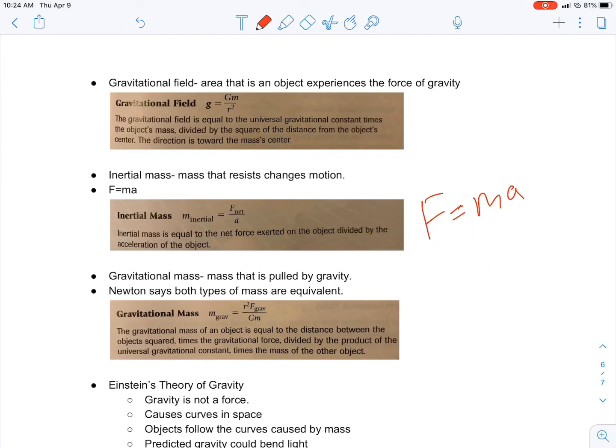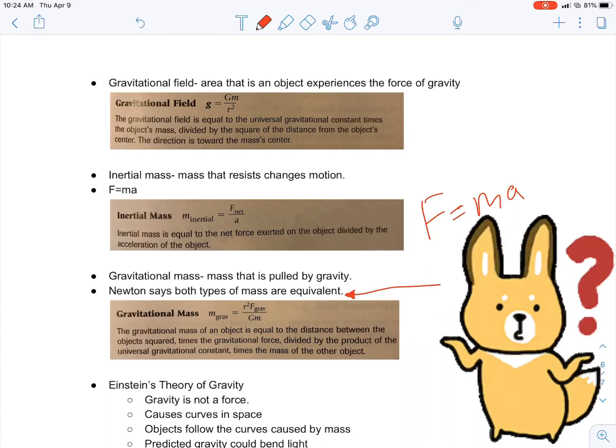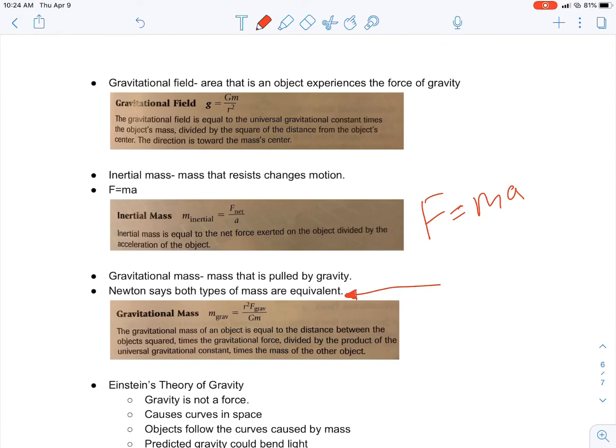Newton also says that there's a gravitational mass, and that is the mass that's pulled by gravity or causes gravity. And then Newton goes on to say that both of those masses are equivalent or the same. So I think Newton's trying to say there that there's only one real kind of mass, but it acts in two different ways. That's pretty much it.